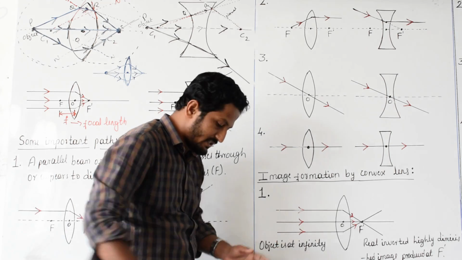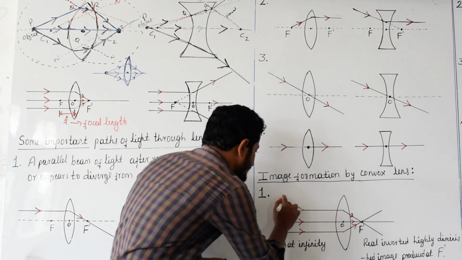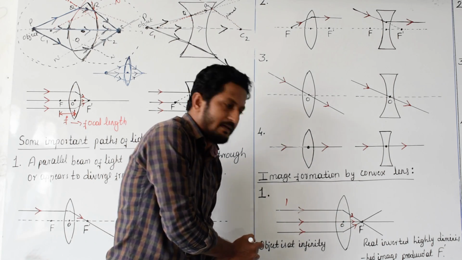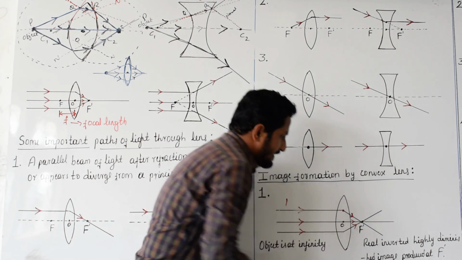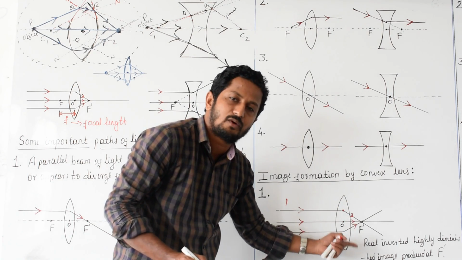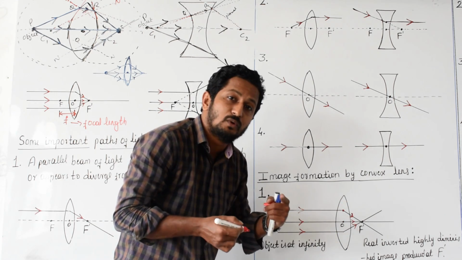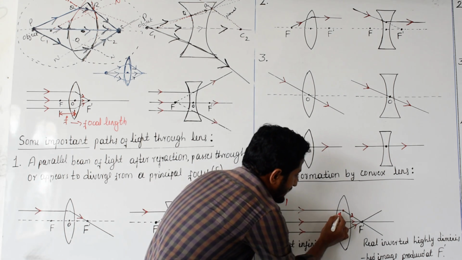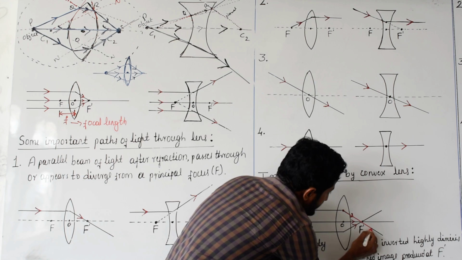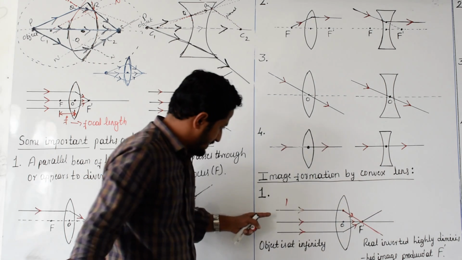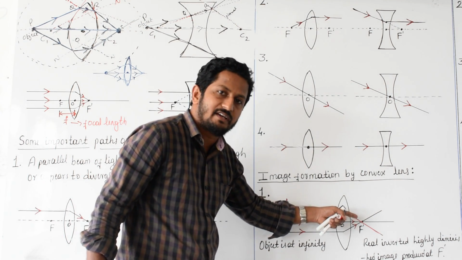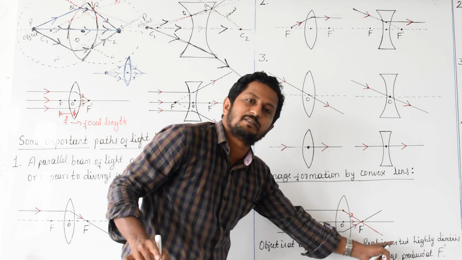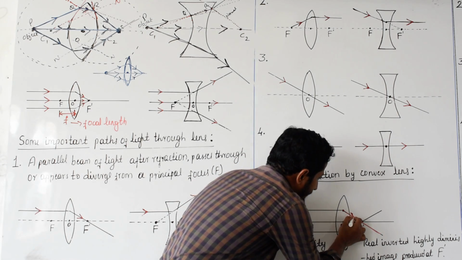Already I said, look at this first light ray. It is a parallel light ray. A parallel light ray, after getting refracted from the biconvex lens, is going to pass through the principal focus point. This one light ray, yes, it passed like this. Look here. A parallel light, after getting refracted from a convex lens, is going to pass through the principal focus. Yes, it passed already.